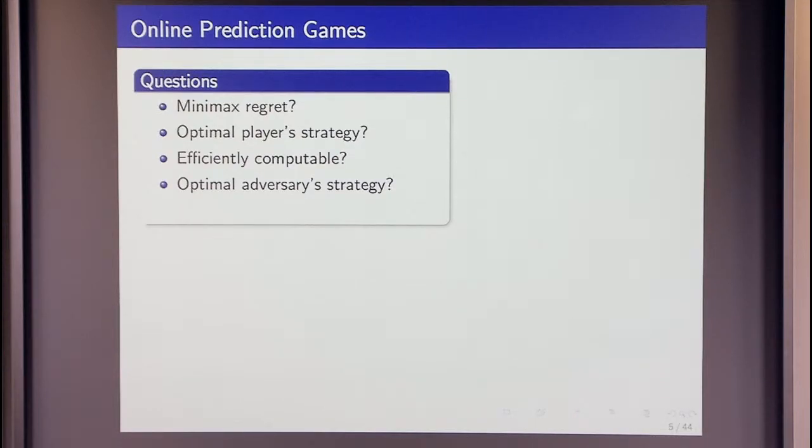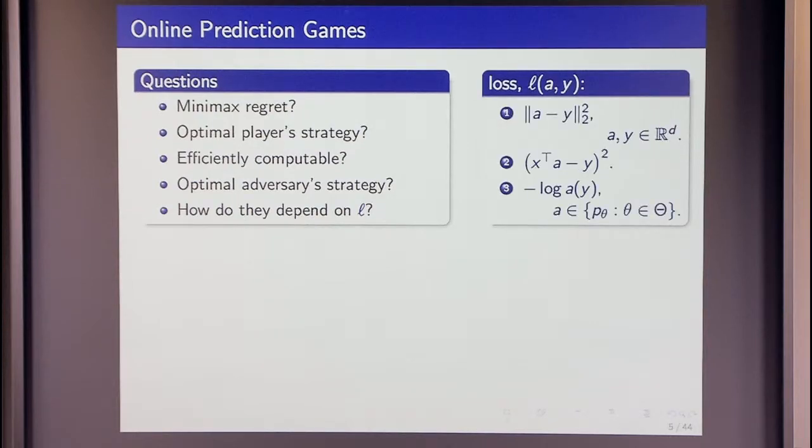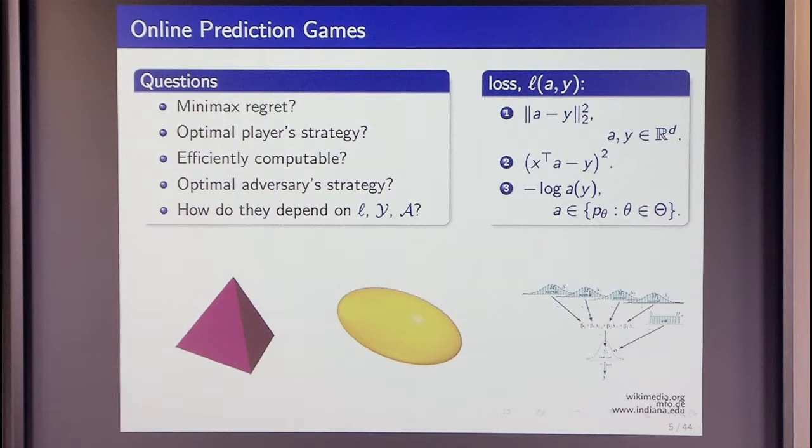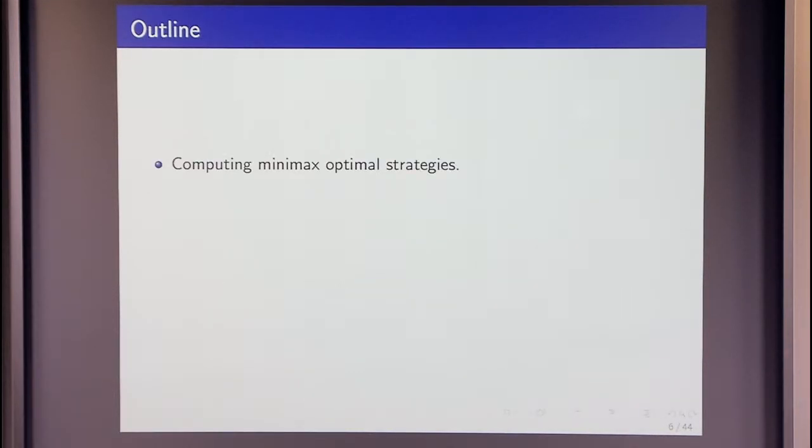When are these things efficiently computable in particular, and how do they depend on the various characteristics of the game, on the loss function, and we'll look at several cases, I'll tell you about these in a moment, and the various parameters that specify the game, the outcome space and the action space. All right, so this is the outline of the talk.